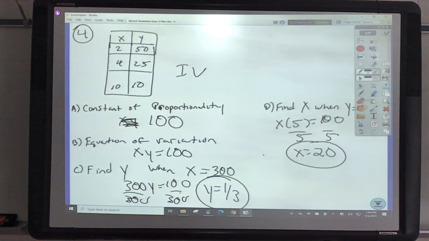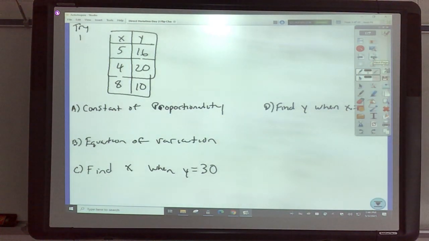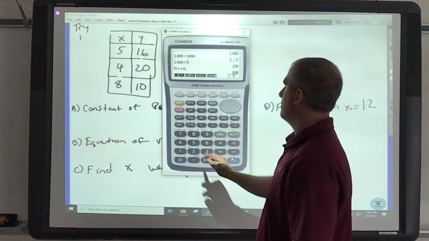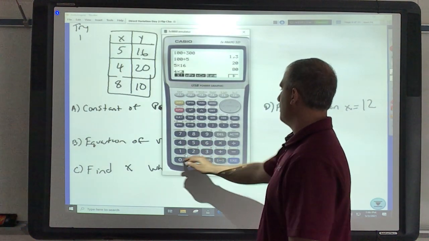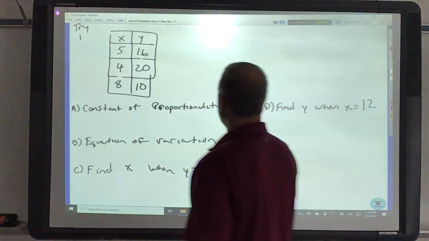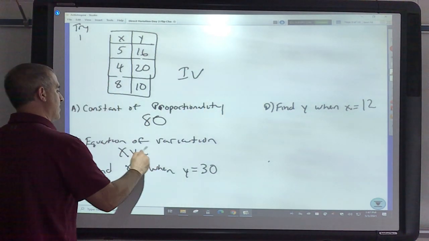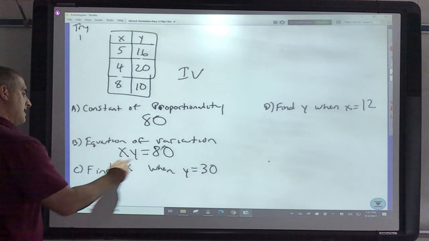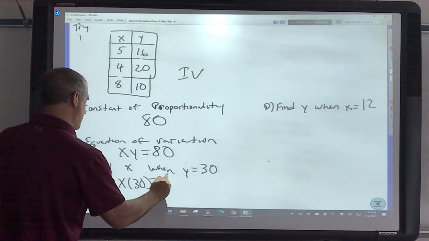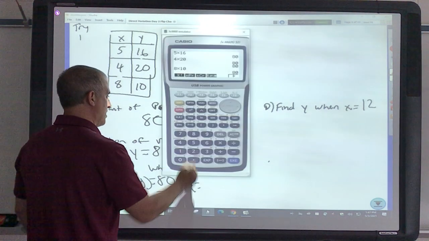So what I'd like you to do, I think I give you 3 of these, so pause your video and go ahead and work on these 3. Easiest to check is inverse. If I multiply all of those, what do they all equal? They all equal 80, so the constant would be 80. My equation would be xy equals 80. Find x when y is 30. So just divide by 30. x equals, I think that's going to be 8/3.